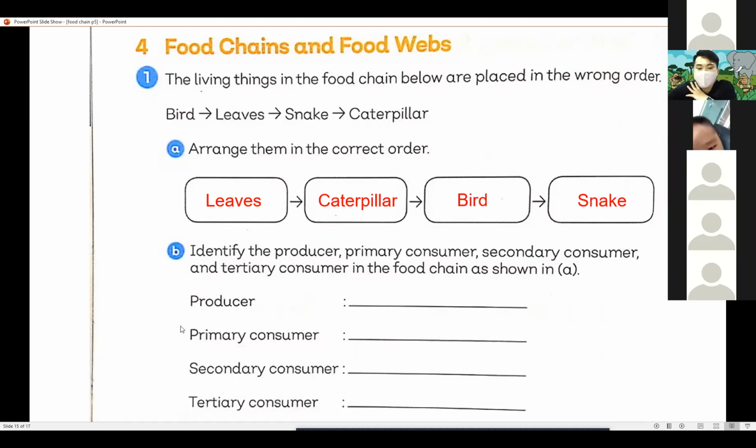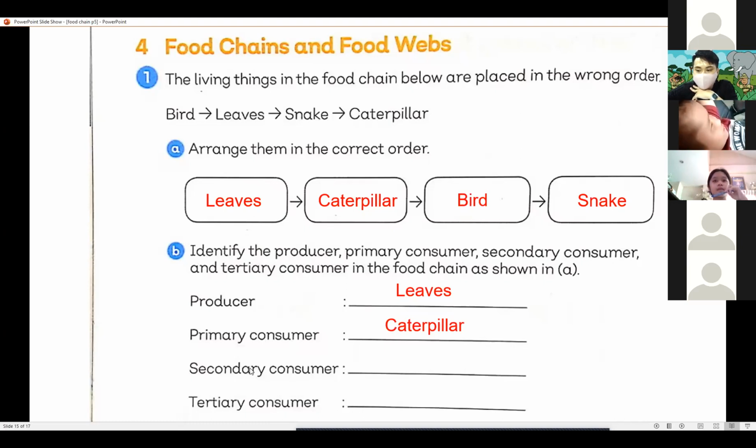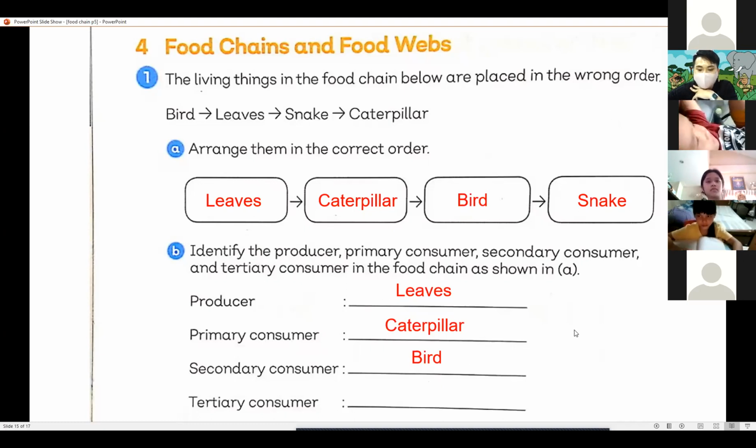Okay, again. What is the producer? Leaves. Primary consumer? Caterpillar. Very good. Secondary consumer? Bird. Tertiary consumer? Snake. Very good.